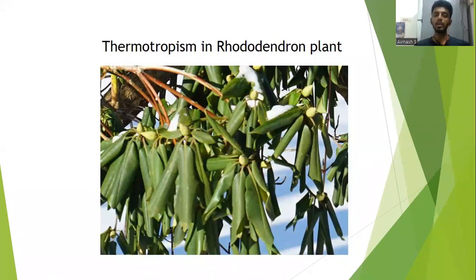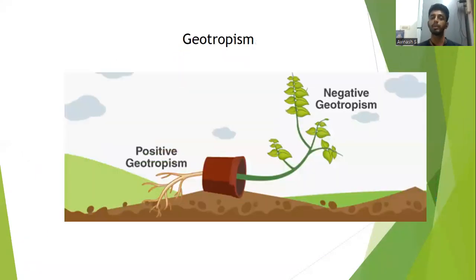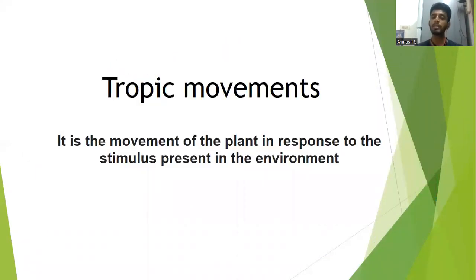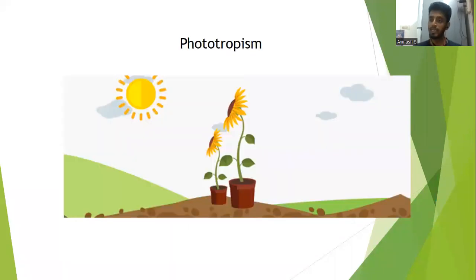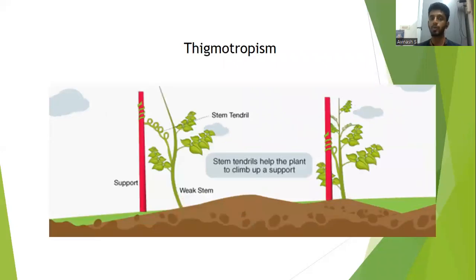Now let us also learn about a different type of movement called Nastic movement, as you can see on the screen. Before getting into Nastic movement, let us summarize what Tropic movement is. As I told you, Tropic movement is the movement or growth of the plant. There is growth involved in Tropic movements in response to external stimuli. The stimuli can vary. If it is sunlight, it is phototropism and shoots follow this. If it is gravity, it is geotropism and roots follow this.